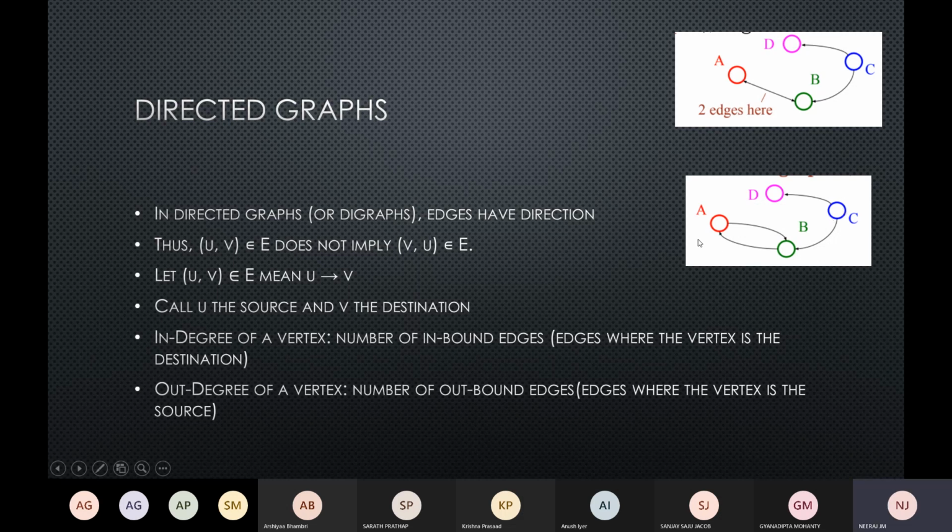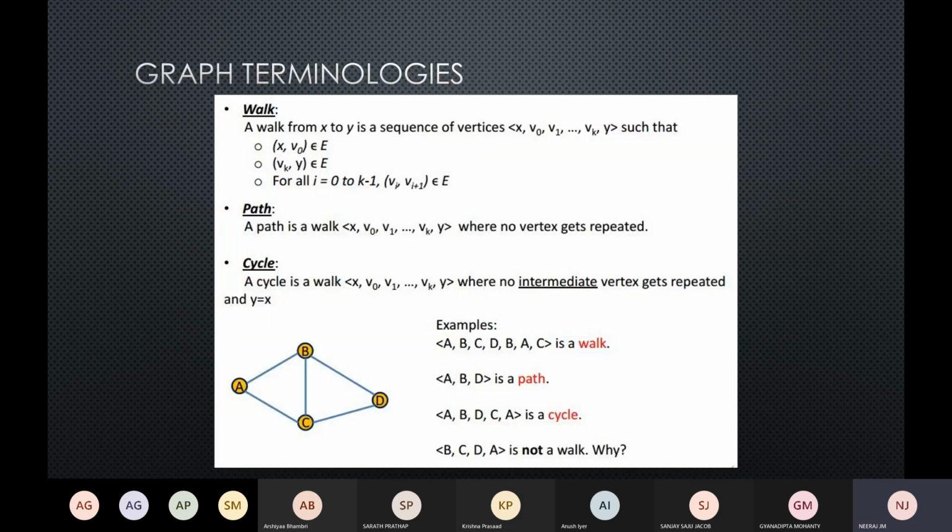But there's something taking into D. So C is connecting to D. That is what in-degree and out-degree basically means. Now, basic graph terminology we'll be discussing more.